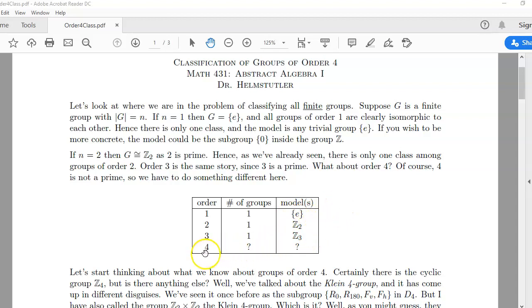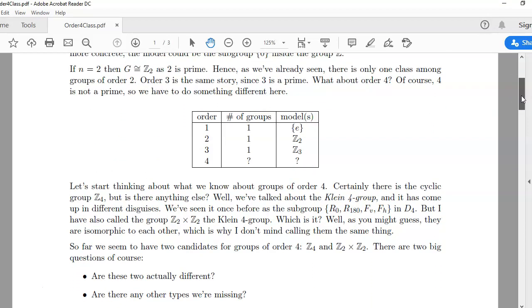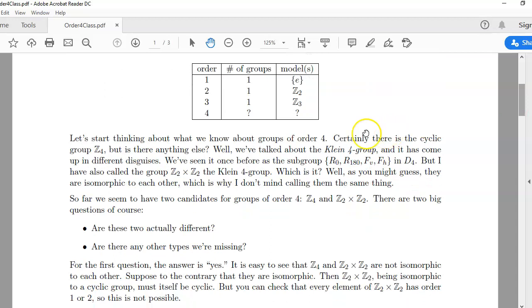And so the natural question is, well, gosh, what about order 4? Of course, 4 is not a prime, so whatever we do here is going to be different. I want us to start thinking about how we could classify groups of order 4. This has the potential to be more interesting than order 2 or order 3. So let's start thinking about what we know about groups of order 4. Certainly there is the trusty cyclic group Z mod 4, right? But is there anything else?